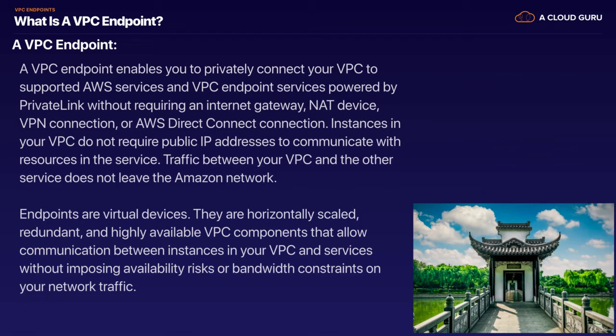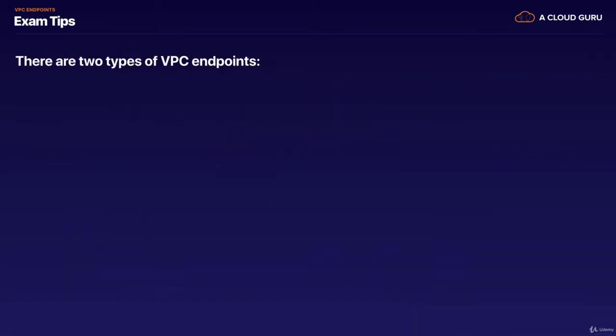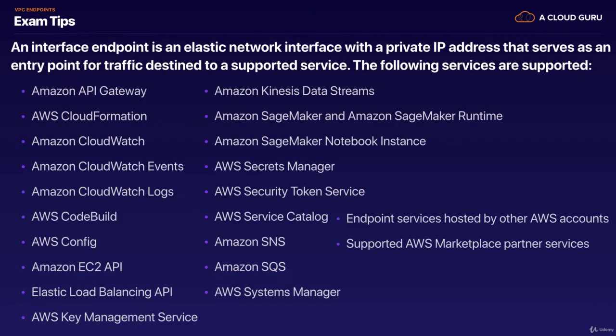Endpoints are virtual devices, and they are horizontally scaled, redundant, and highly available VPC components that allow communication between instances in your VPC and services without imposing availability risk or bandwidth constraints on your network traffic. And there's basically two types of VPC endpoints: we have our interface endpoints and we have our gateway endpoints. In this lab, we're going to create an S3 gateway endpoint. We'll have a look at how we're going to do that a bit later. At first, we should just talk about an interface endpoint.